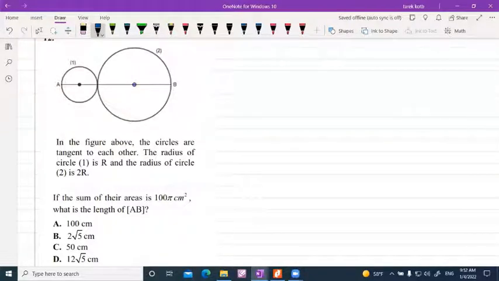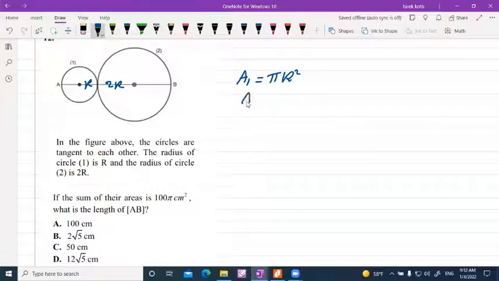Number 12, I have 2 circles, as you see. In the figure above, the circles are tangent to each other. The radius of the circle 1 is r, this radius is r, and the radius of the circle 2 is 2r, this radius is 2r. If the sum of their areas is 100 pi, what's the length of AB?